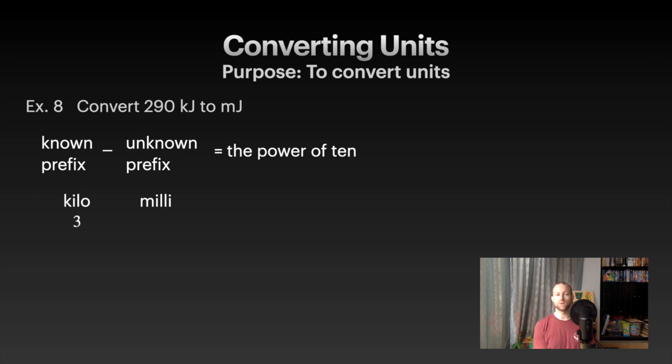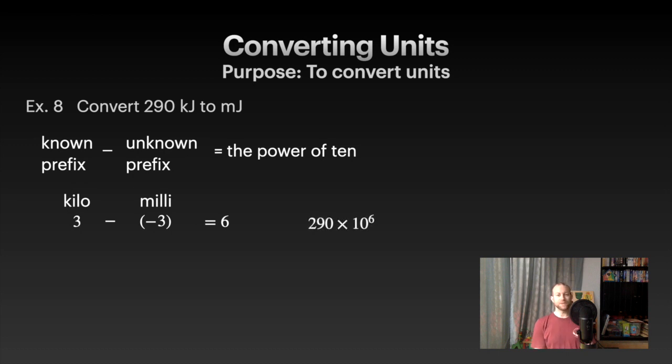So if you look on your formula sheet or that conversion table that I showed you at the beginning of the notes, kilo has a power of 3. Milli has a power of -3. We're going to subtract these 2 values, and that gives us 6. So 6 is going to be our power of 10. We take a look at our original question. We had 290. Now we're going to times this power of 10.